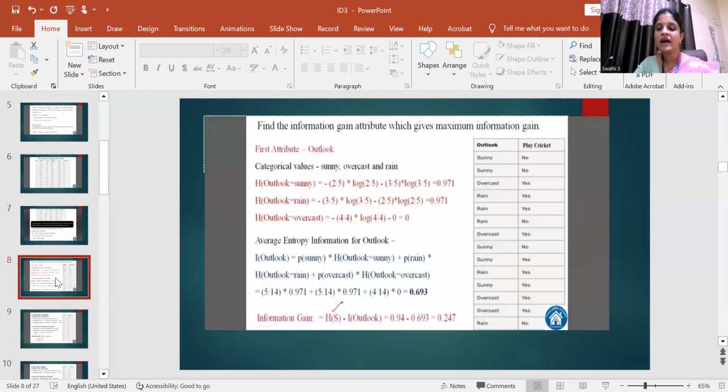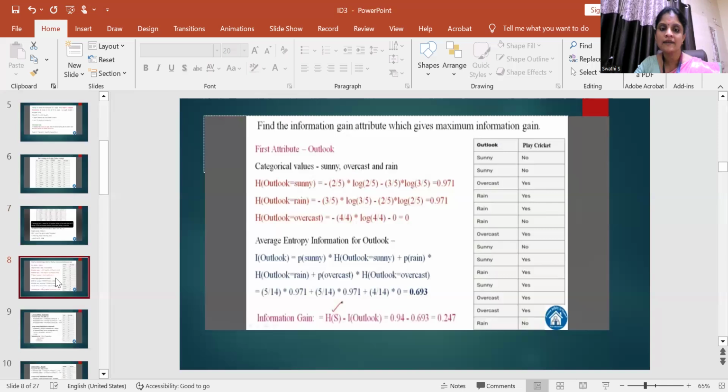So first we have to take the first attribute, that is outlook. Here the categories of outlook are sunny, rain and overcast. So I have to calculate the individual entropy for the three categories. So the values are 0.971, 0.971 and 0.